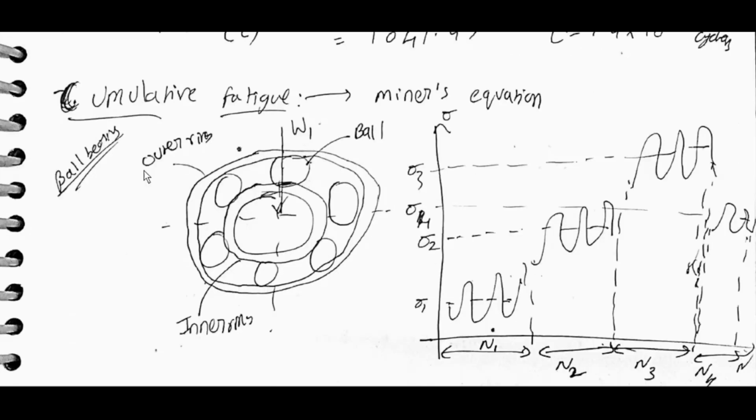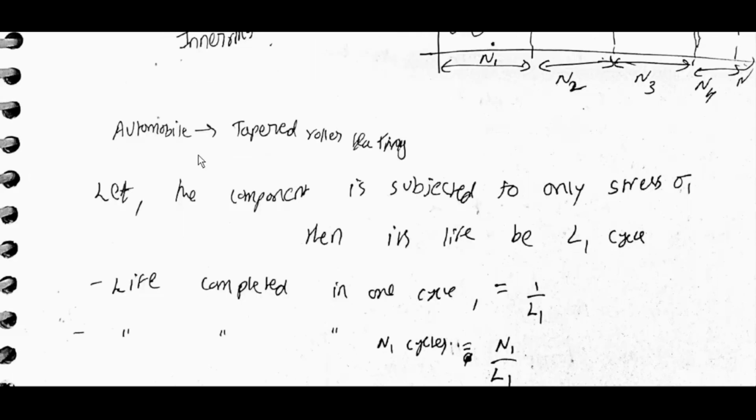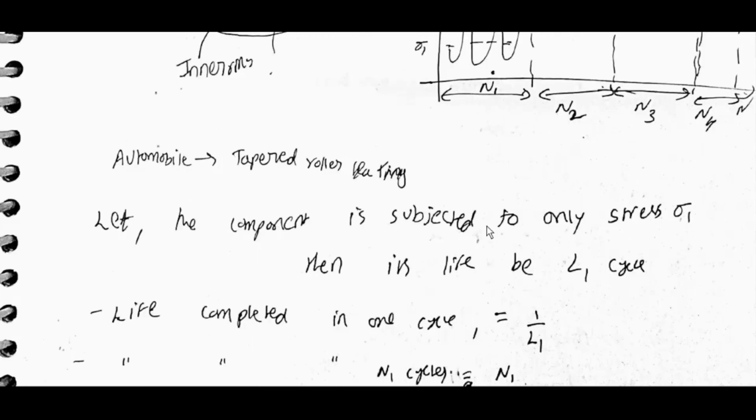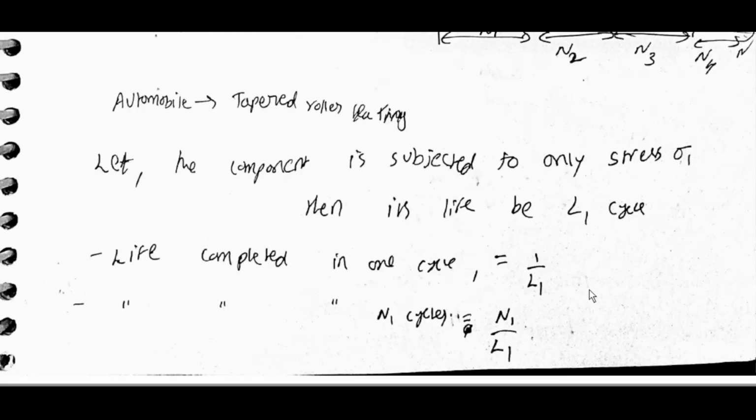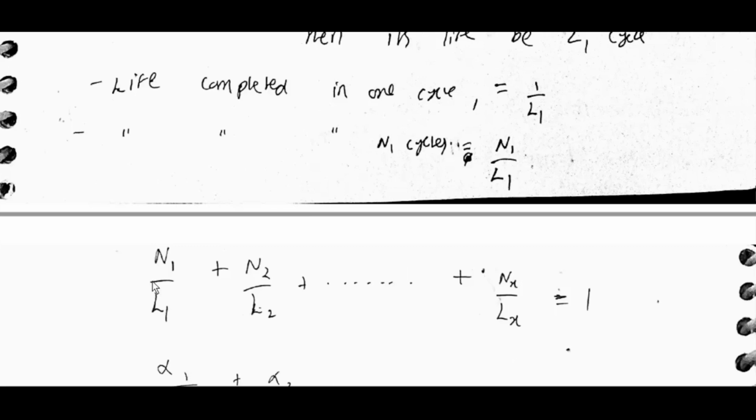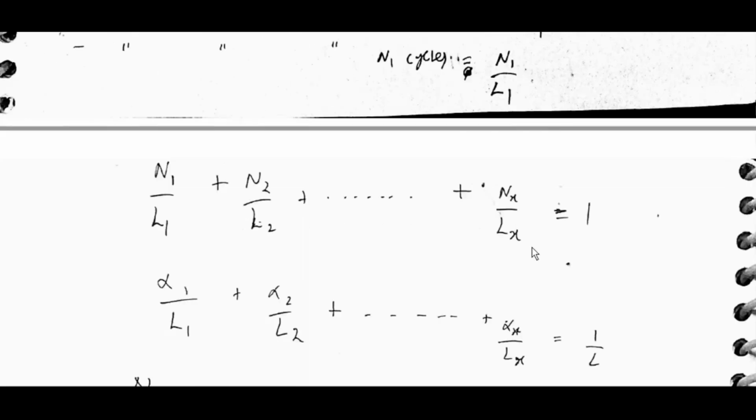Cumulative fatigue, Miner's equation. Examples: ball bearings with outer ring, ball, inner ring; automobile tapered roller bearing. Sigma n, n1, n2, n3: till that point this stress is applied, till n2 this is applied, and so on. Let the component be subjected to only stress sigma 1, then its life will be L1. Life completed in one cycle is equal to 1 by L1. Life completed in N1 cycles is equal to N1 by L1. So N1 by L1 plus N2 by L2, and so on to Nx by Lx, is equal to 1.